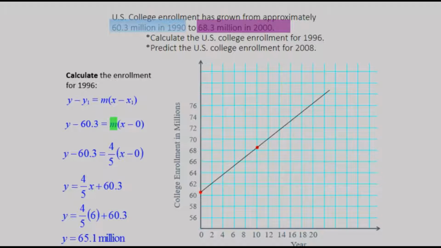65.1 million. We also could have used the graph here. On the horizontal axis, our year 6 corresponds with 6 years past 1990, which we set at 0, and reading horizontally across to give us the value of 65.1. This process, when we have an unknown point located between 2 points, is known as interpolation.